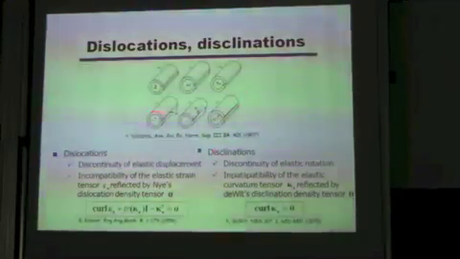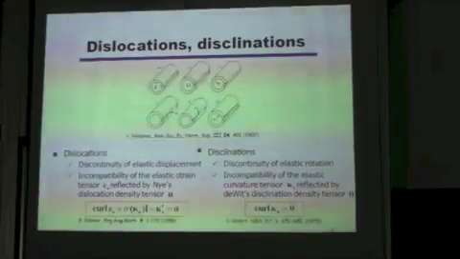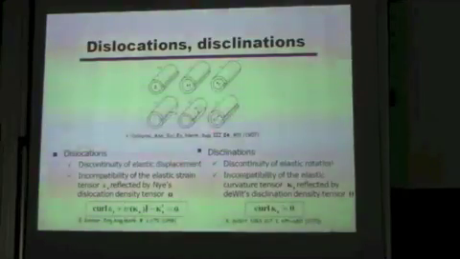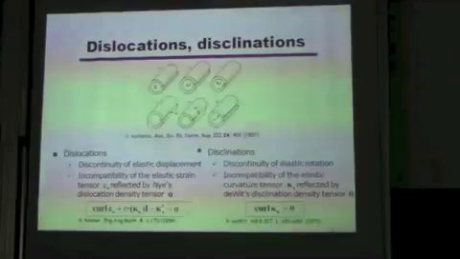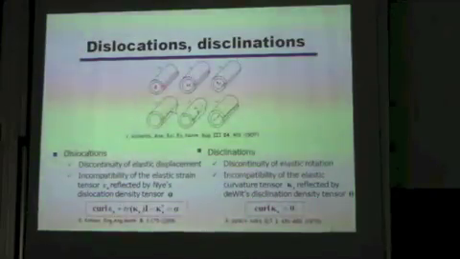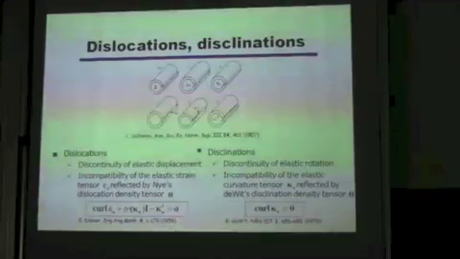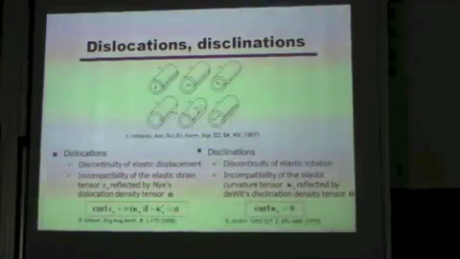So the second line here is for the disclinations. So there you have only a rotation, and again here you have what is called a wedge disclination, where the axis of the rotation is collinear with the axis, the line of the defect, and these two are called twist disclinations.